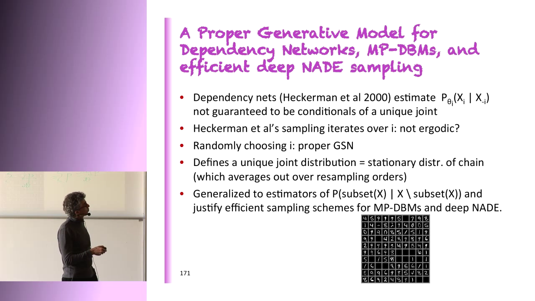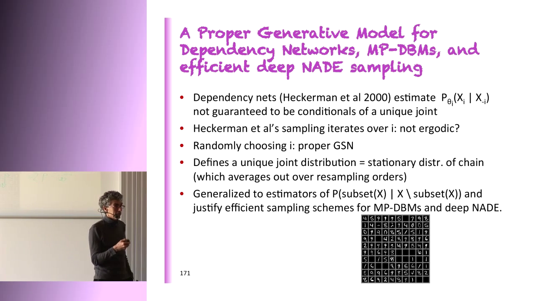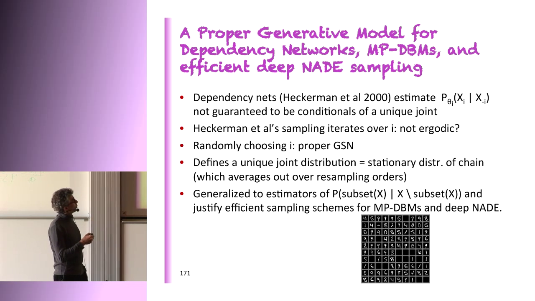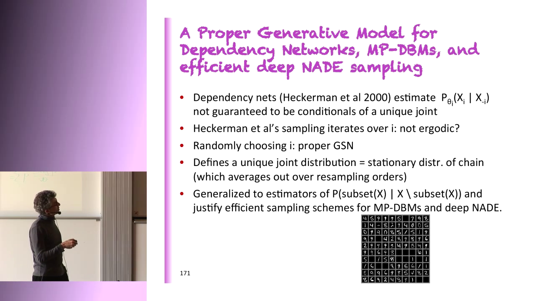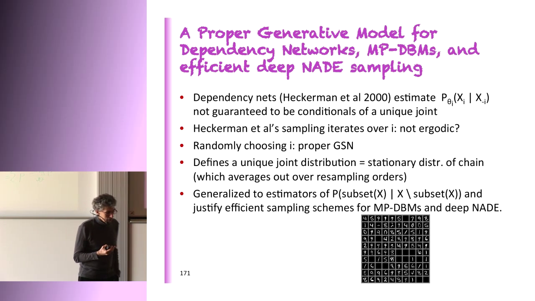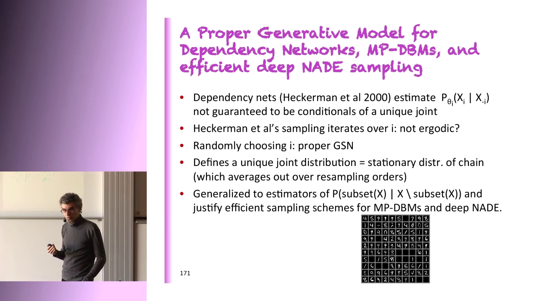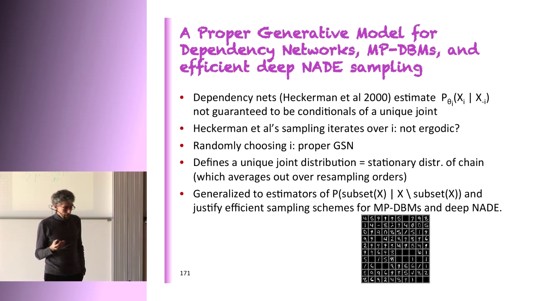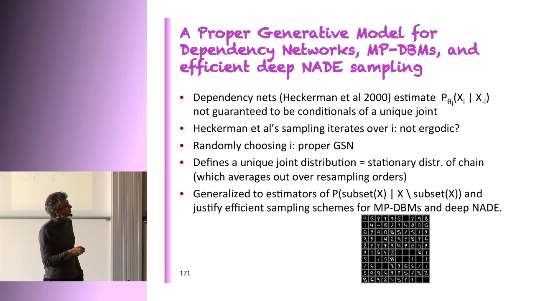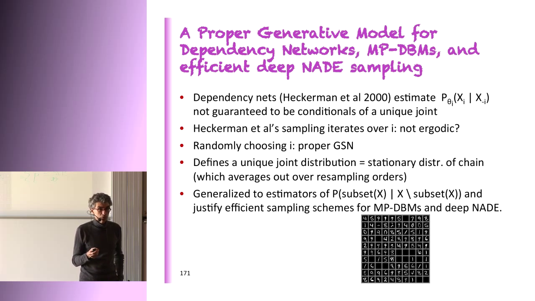Then they proposed a way to sample from this by just iterating over variables, resampling each variable one at a time. Actually, this model was not liked by many people because it wasn't clear what you were sampling from unless these conditionals were perfect. Those conditionals in general will not be consistent with each other, in the sense that there would not exist a joint distribution whose conditionals would correspond to these.